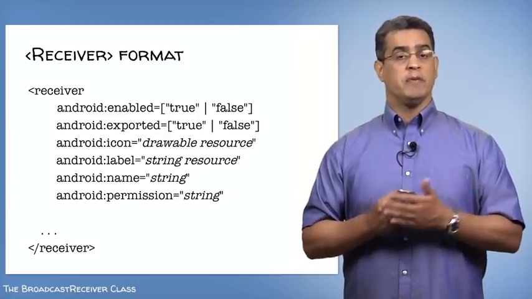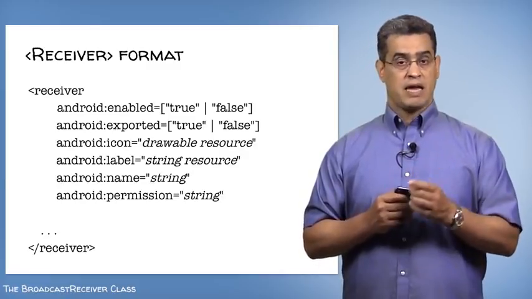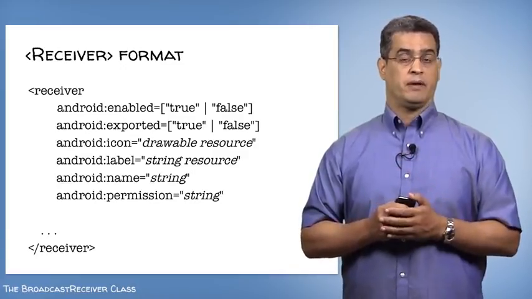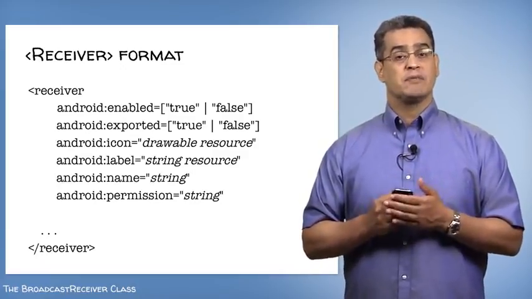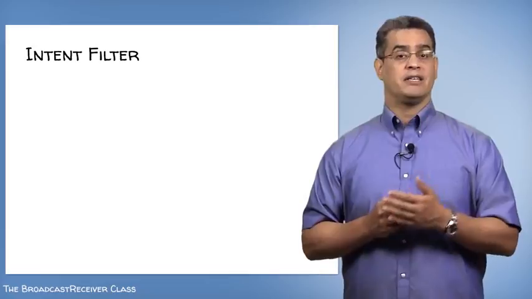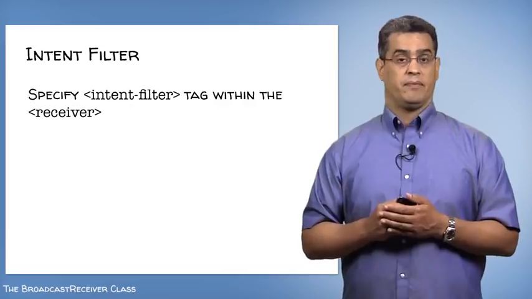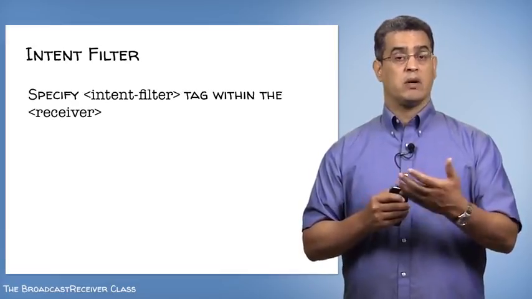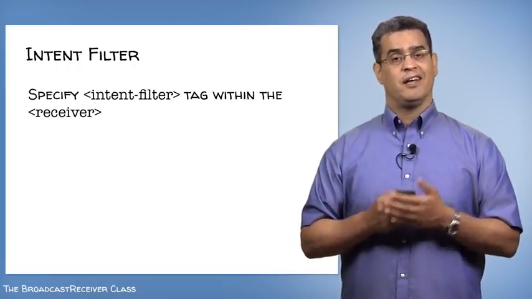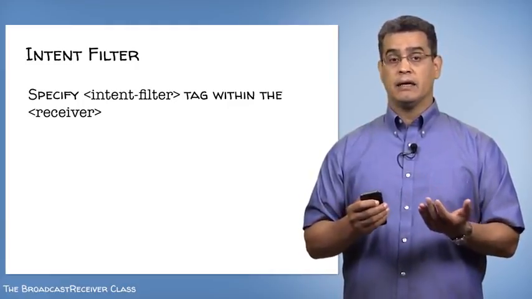There's also Android permission, which defines a permission string that the sender of an intent must have in order for this receiver to receive an intent from them. And as I said, you'll also have to specify at least one intent filter tag, which we covered back in our lesson on intents. Now, once you've created the receiver tag, you insert an intent filter tag as one of its children. And just like with intent filters that are used to start activities, these intent filter tags can specify things like an action, data, and categories.